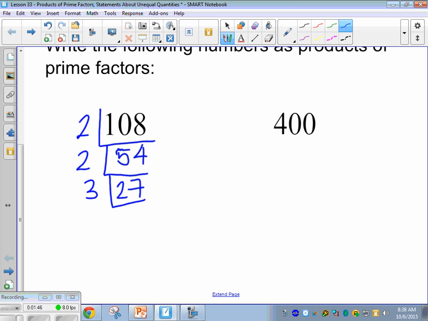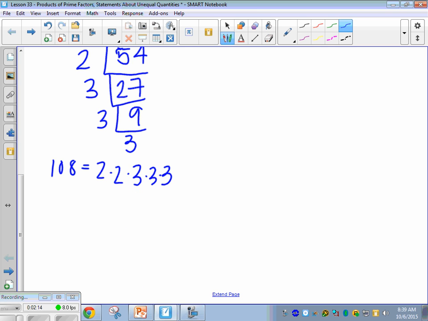27 divided by 3 is 9. And then, oh, I know that 9 is 3 times 3. So now I've factored 108 into a bunch of prime numbers. And I can rewrite 108 as a product of prime numbers. So 108 equals 2 times 2 times 3 times 3 times 3. If I wanted to write that and make it look a little nicer using exponents, Corey, what would it be? 2 squared times 3 cubed. Perfect.